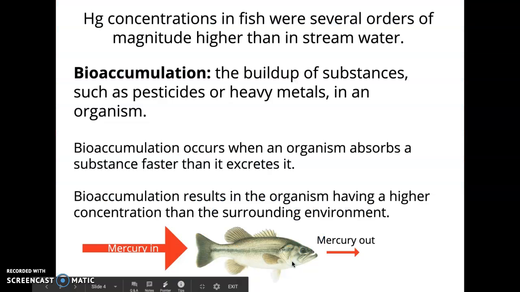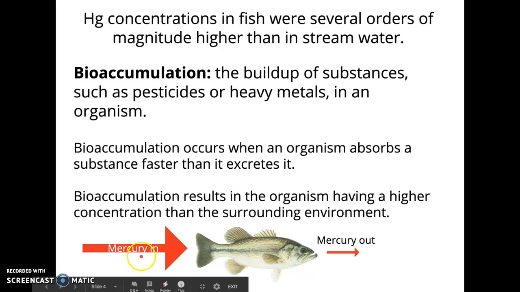the case study. All right, so bioaccumulation is the buildup of substances such as pesticides or heavy metals in an organism. In this case study, we're talking about mercury, which is Hg. So Hg would be the mercury, and that's what's building up in the organisms in this case study.